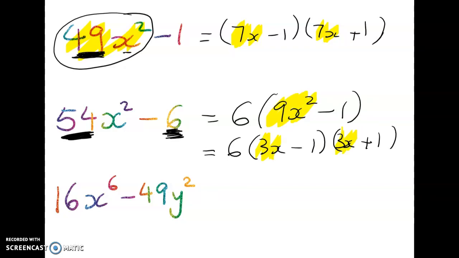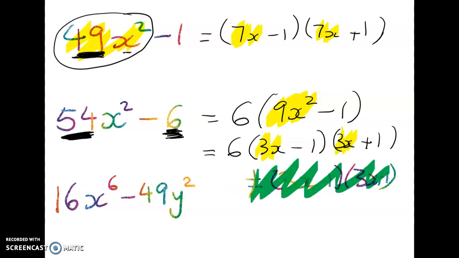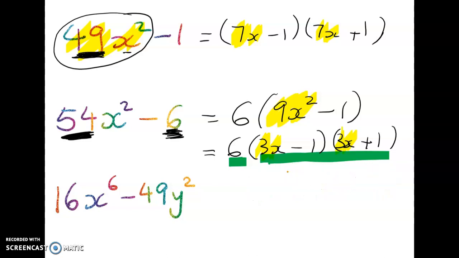Just one more thing that you can't do here. You can't say that this is equal to 3x minus 1 times 3x plus 1. That is not right, okay? So we don't ever want to write that. It's 6 times all of that. If we're solving an equation, then it's a different story. We can divide both sides by 6. But if it's just an expression, then we can't do that. Okay, so we're going to pretend we didn't ever see that.